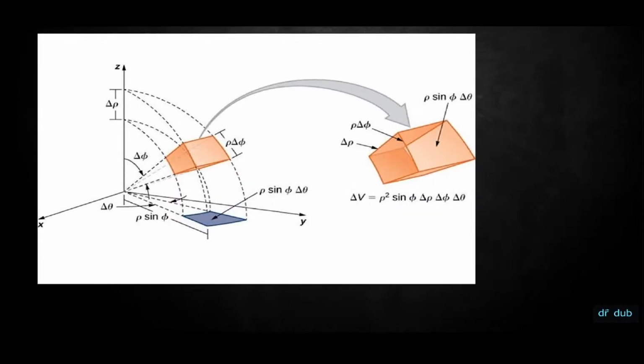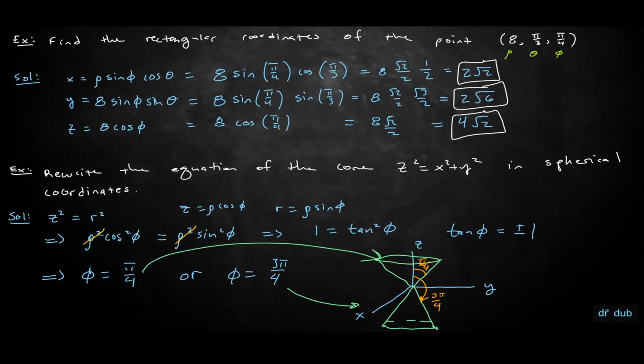So just a note here: phi equals a constant is a cone.